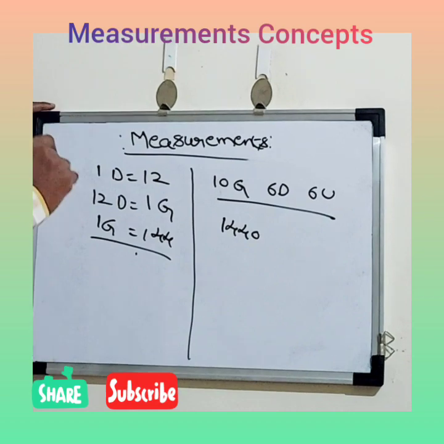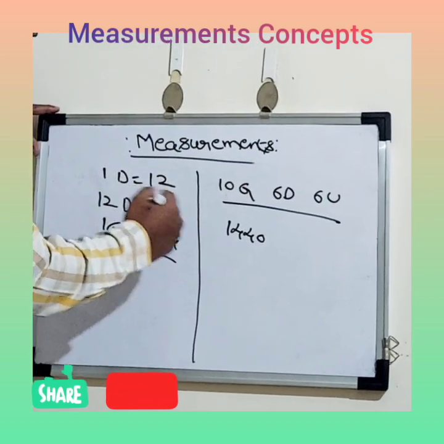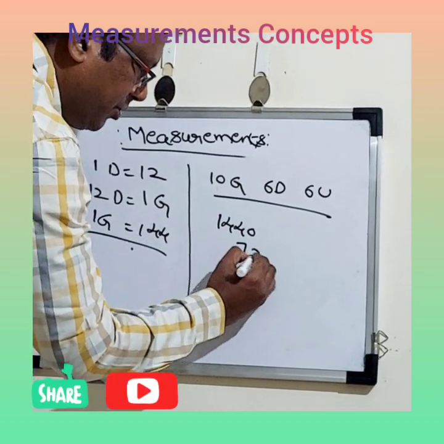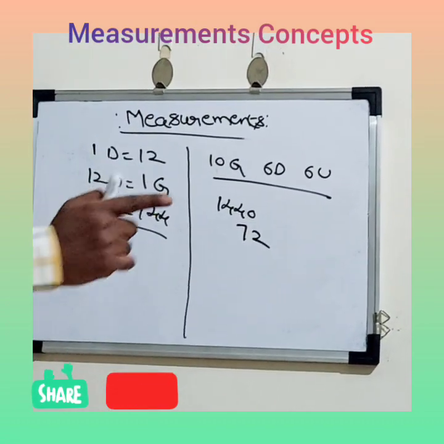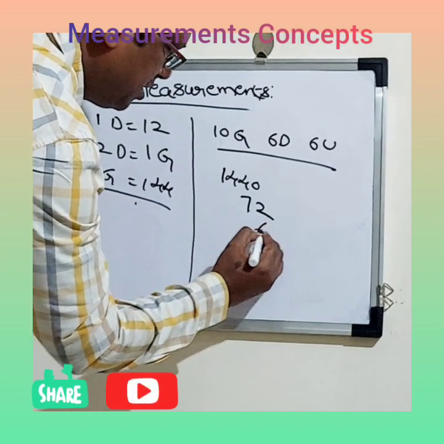6 dozen means what? 1 dozen is equal to 12 articles. So 6 dozen means 6 multiplied by 12, which gives 72. And 6 units means 1 unit stands for 1, so 6 into 1 is 6.